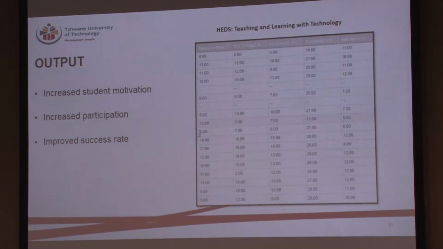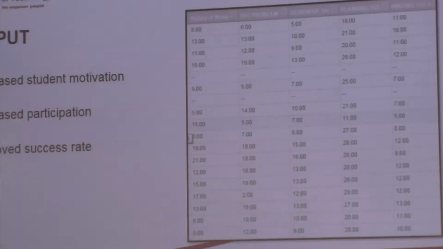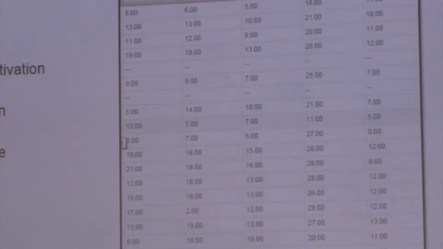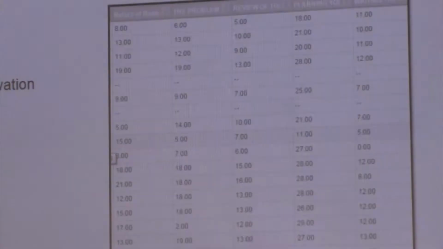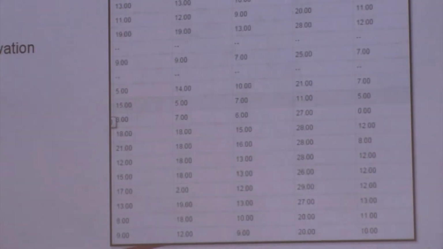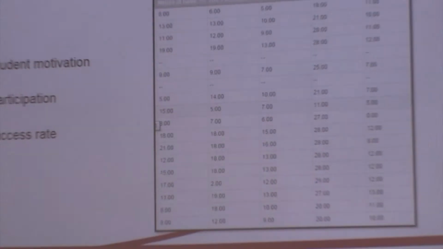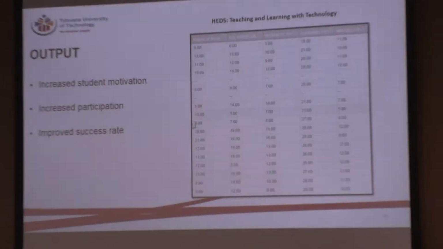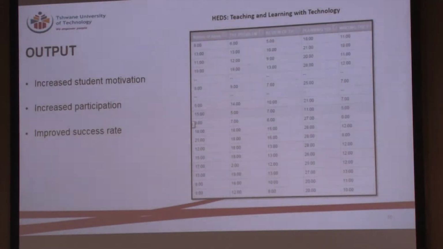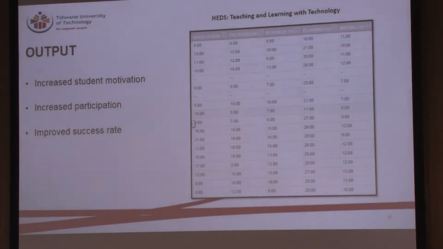Actually, there were no students that had to be reminded that often, because they were now more motivated and more proactive. They would go to the lecturer and ask, when are we having another assessment? The participation also increased, and for that semester in that subject, the success rate did improve.